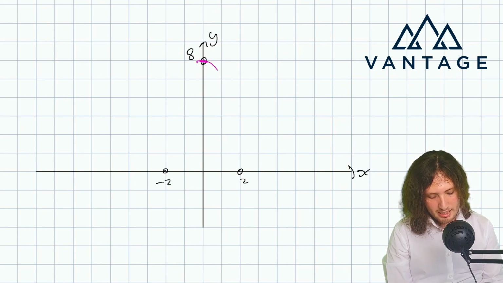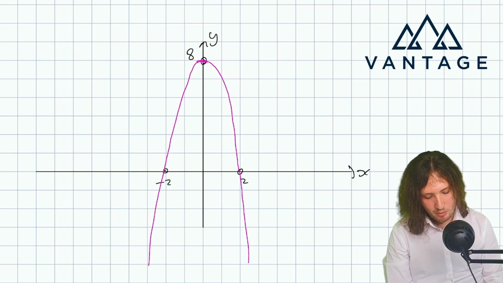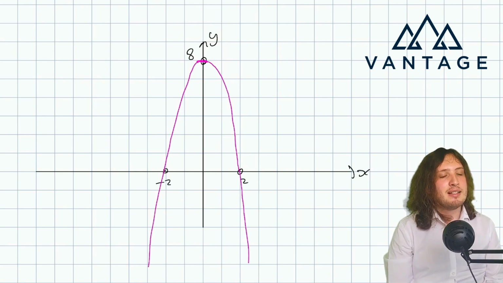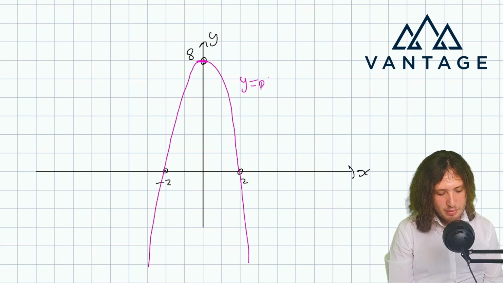So P is something like this. I guess once we know the x-intercepts and the y-intercept, we see that the vertex is clearly on the y-axis by symmetry for this thing. So it's pretty easy to draw. So that's y equals P of x.